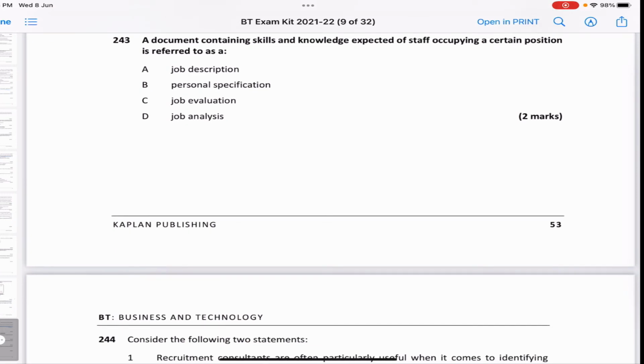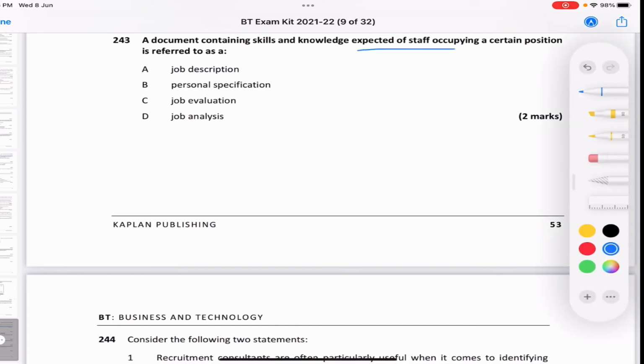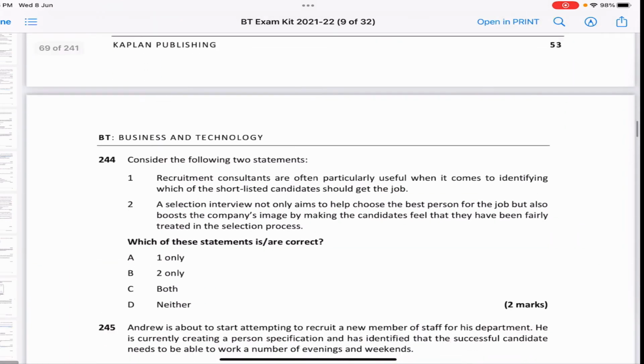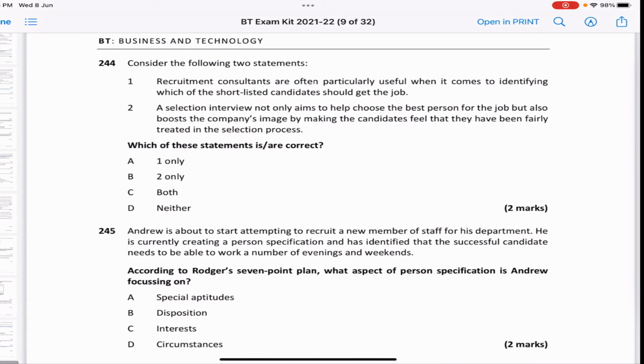A document containing the skills and knowledge expected of staff occupying a certain position is referred to as the person specification. So you need something which is expected from the staff, so that is a person specification. Consider the following statements. Recruitment consultants are often particularly useful when it comes to identifying which of the shortlisted candidates should get the job. That's not true. That is something which is done by the selection process.